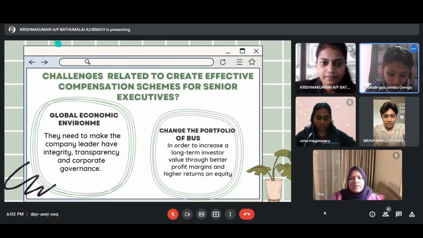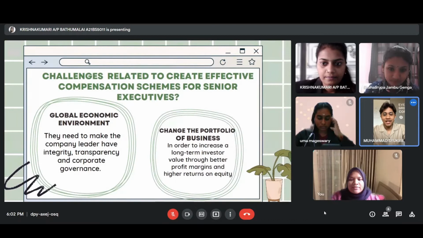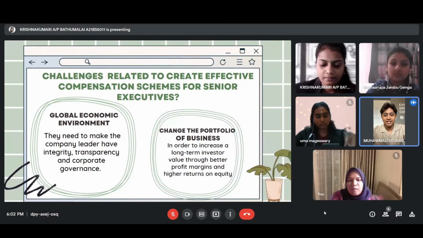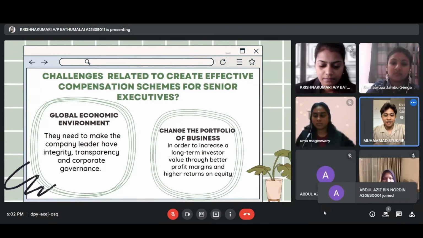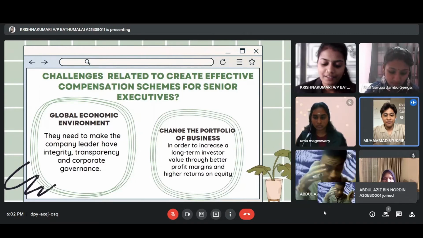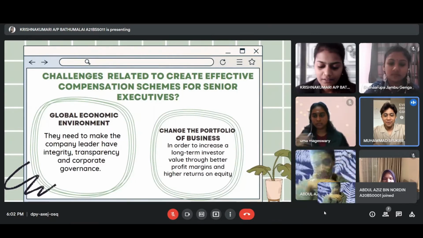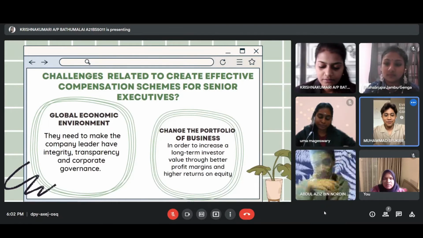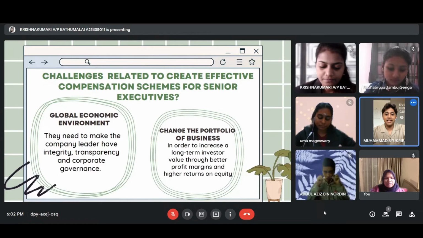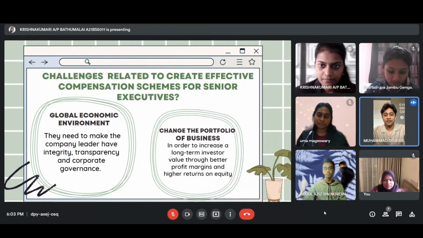Okay, so for the challenges related to creating effective compensation schemes for senior executives, the first one is the global economic environment, and the second one is changing the portfolio of business. The explanation of the global economic environment is they need to make the company leaders have integrity, transparency, and corporate governance. And for the second one, the elaboration is in order to increase long-term investor value through better profit margins and higher returns on equity.